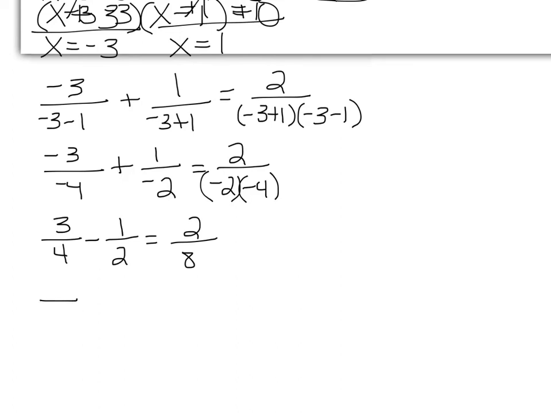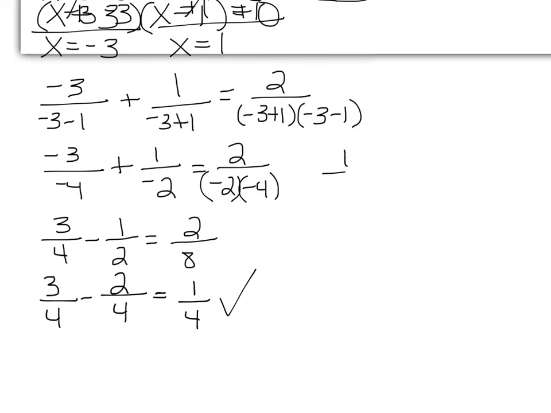Common denominator of 4. First one doesn't change. 2 goes into 4 2 times. 2 times 1 is 2. And we're going to reduce 2 over 8 to 1/4. 3 minus 2 is 1. And you keep your common denominator. So negative 3 works. Now let's see if 1 works.